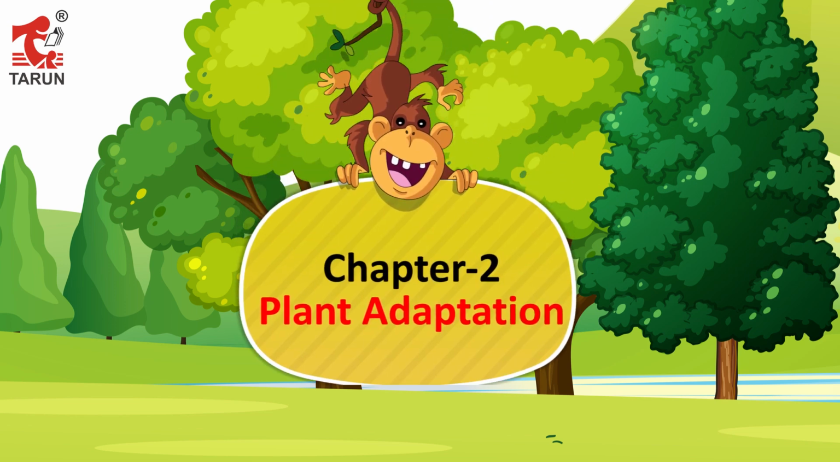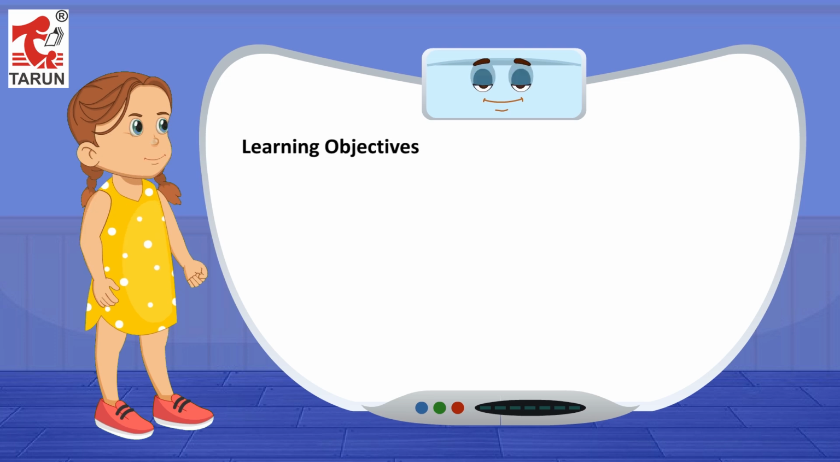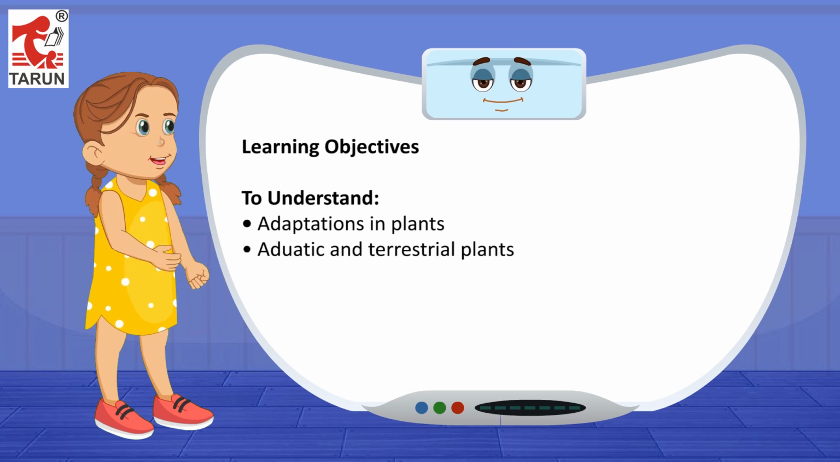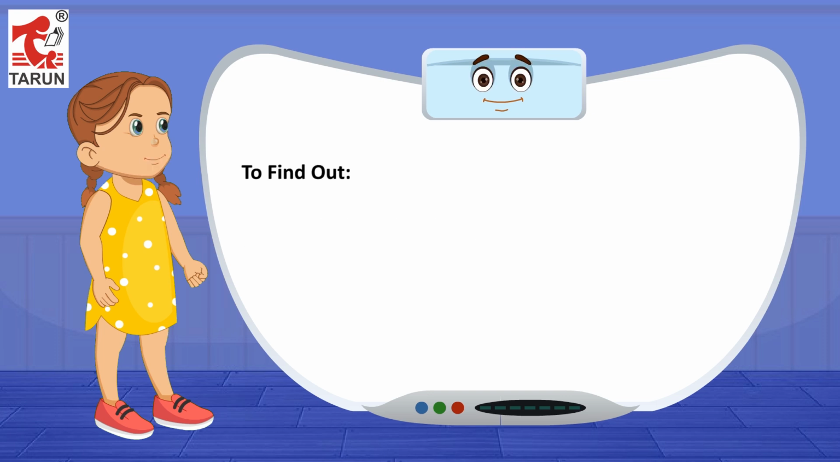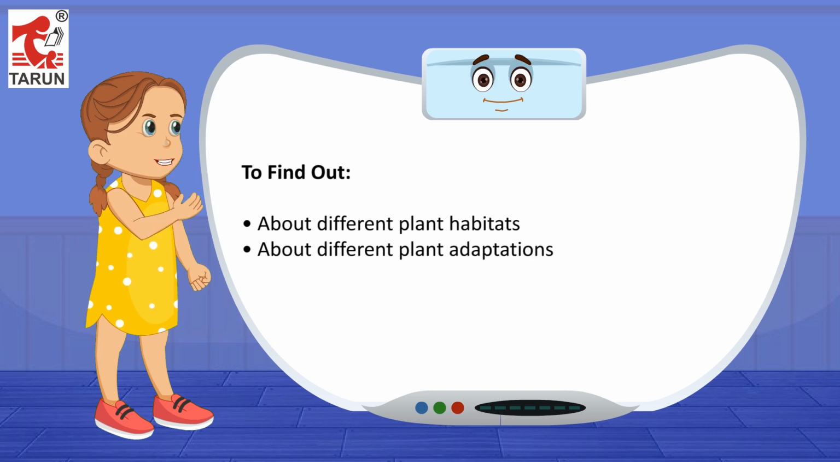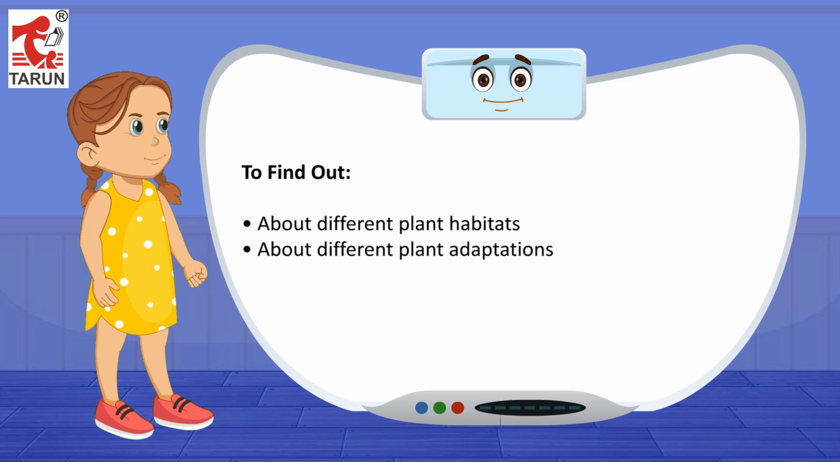Chapter 2. Plant Adaptations. Learning Objectives. To understand adaptations in plants, aquatic and terrestrial plants, plants in deserts, mountains, plains, marshy areas. To find out about different plant habitats, about different plant adaptations.